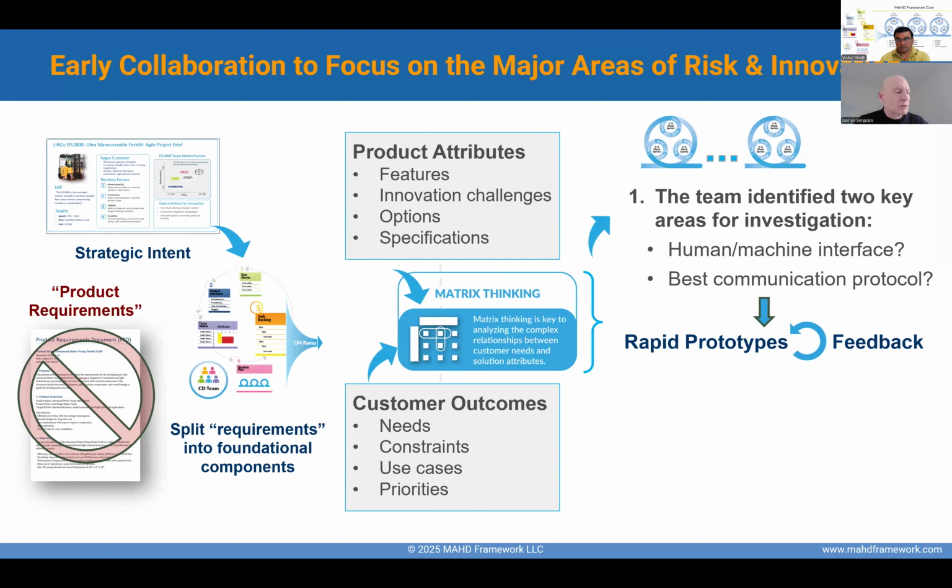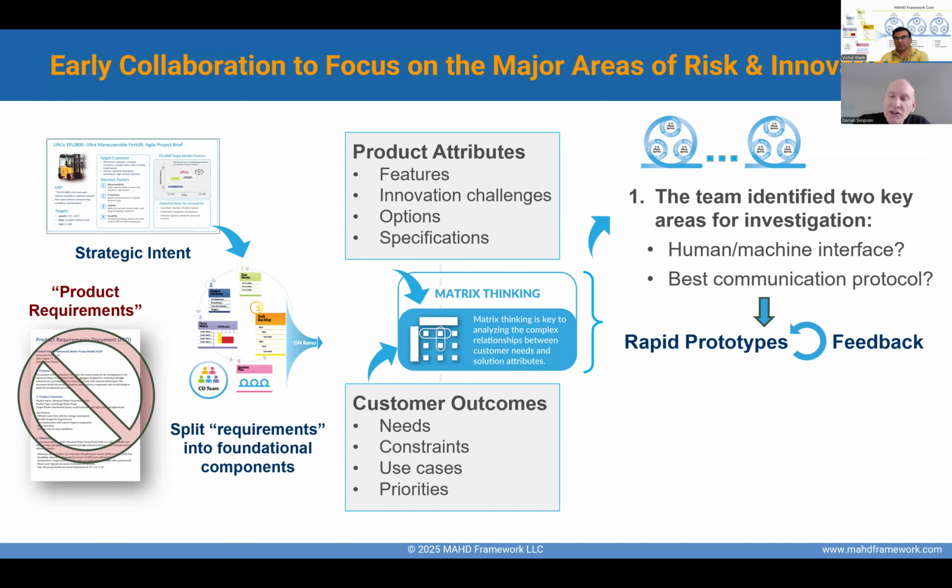So one of the first things we do with the MAD framework is break this into two parts. Starting with the vision brief, getting that strategic intent with the team, and working through those customer outcomes and the product attributes, they're able to break the requirements problem into two foundational components. With product attributes, they're thinking about what are the big things that are going to drive value, the outcomes we're looking for, and prioritization. And we bring that together through matrix thinking, and that's part of the focus matrix of the on-ramp.